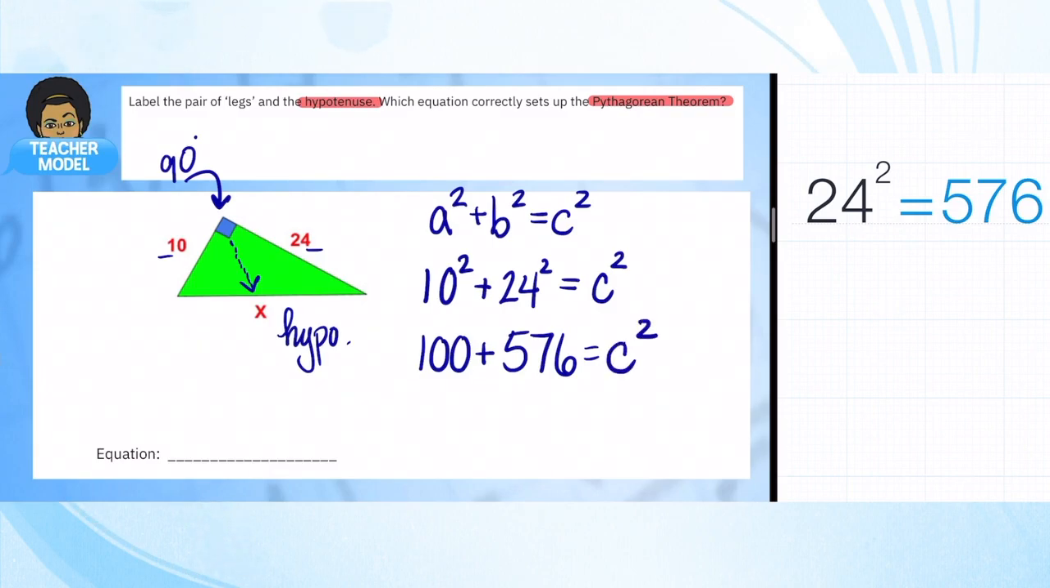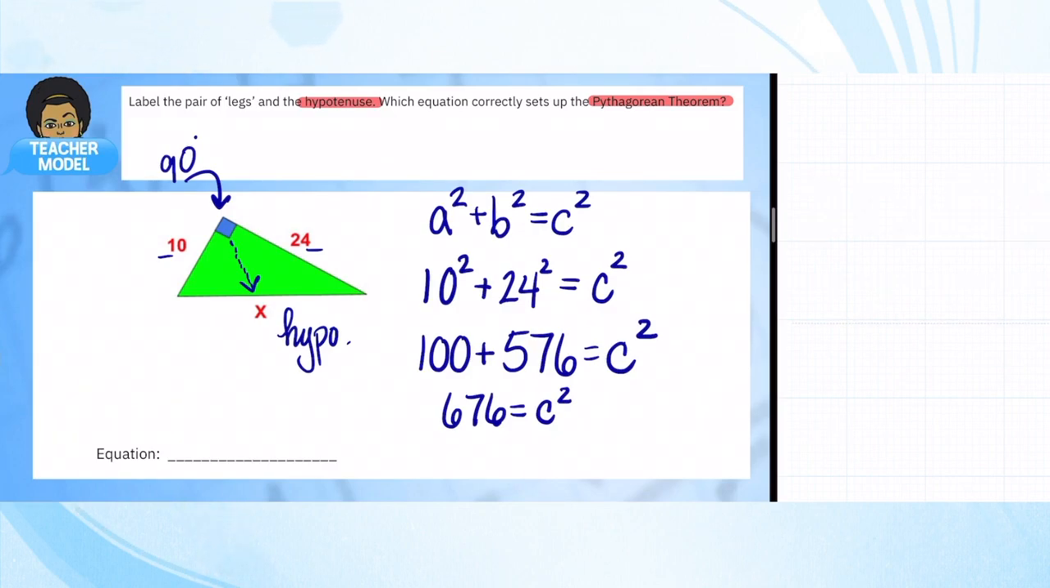So now I'm just going to add those two together. 100 plus 576, that's 676 is equal to C squared. So again, I'm going to undo this now. I want my C by itself.